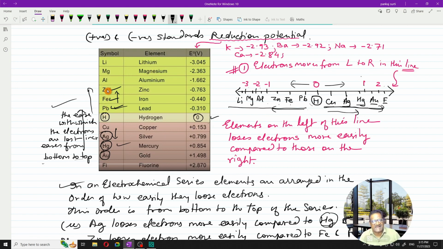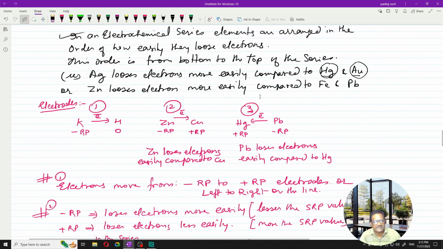Okay, so that is how you have to interpret the electrochemical series. In the electrochemical series, the elements which are placed at a higher position are the ones which are going to lose electrons very easily. That is one concept you should understand very well.